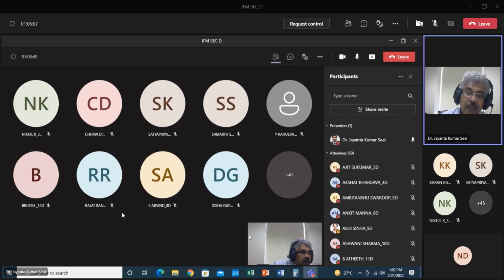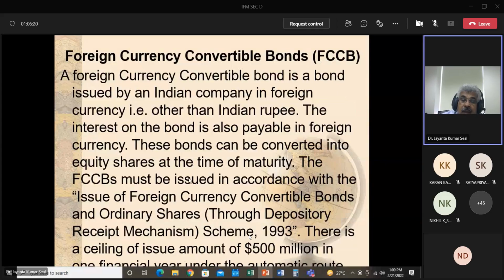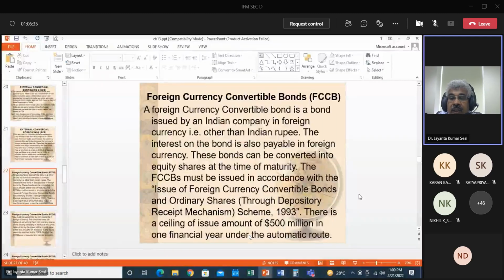A foreign currency convertible bond is a bond issued by an Indian company in foreign currency, that is, other than the Indian rupee. The interest on the bond is also payable in foreign currency. These bonds can be converted into equity shares at the time of maturity. The FCCBs must be issued in accordance with the scheme for issue of foreign currency convertible bonds and ordinary shares through the depository receipt mechanism. I will explain this depository receipt mechanism when we do ADR and GDR. Through depository receipt, there is a ceiling on the issue amount of $750 million.